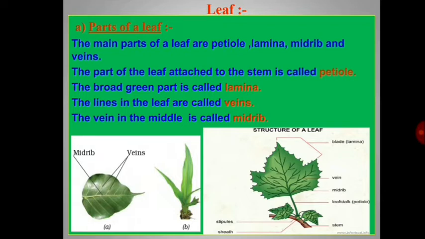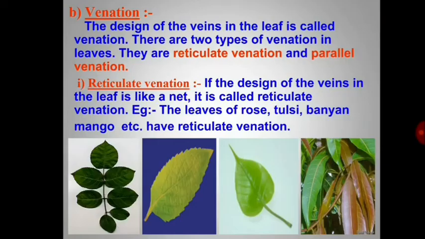Here veins can be arranged in a different way in different leaves. So the arrangement of veins in different ways and different patterns is called venation. The design of the veins in the leaf is called venation. There are two types of venation in the leaves. These are reticulate venation and parallel venation. Reticulate venation, we can see in this picture.